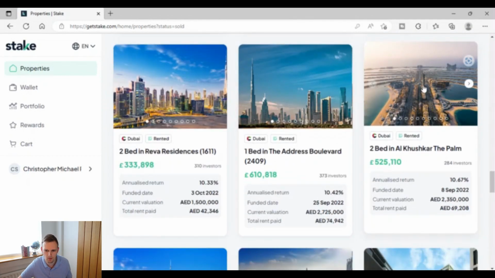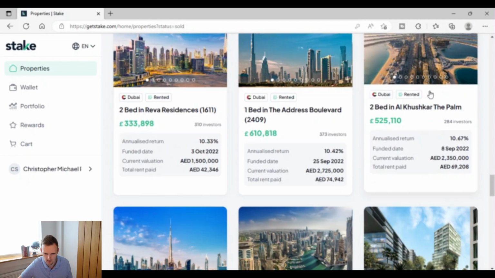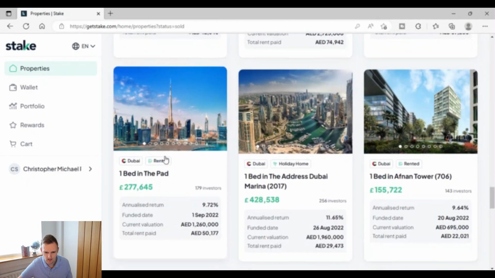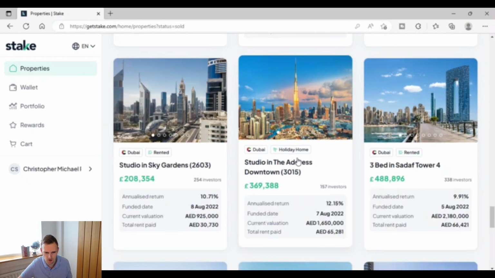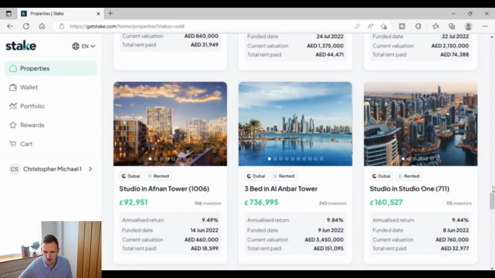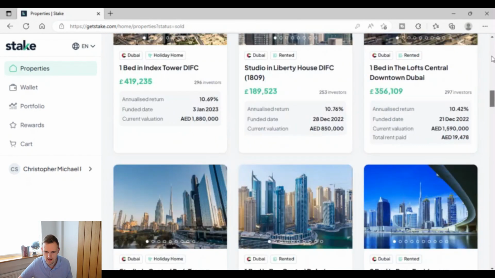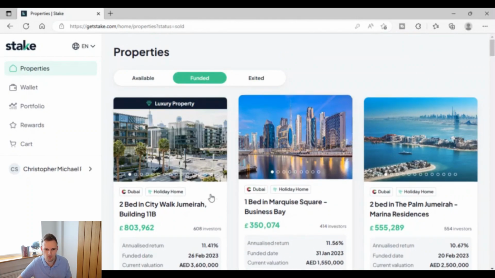I mean, you can invest in a property that's on the Palm there. If you don't know what the Palm is, just go onto Google and search Dubai, the Palm. It's an amazing piece of land. Yeah, there's so many cool properties here and you can have a share of them basically. But we'll scroll back up to the top. There's just so many that they've raised money for here and people own a share of.